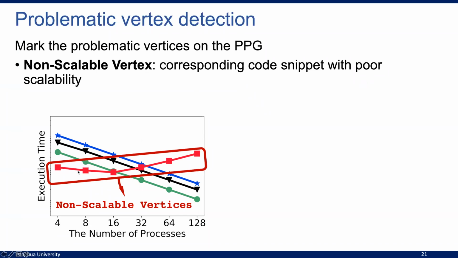For example, in this graph, the horizontal axis is the number of processes, and the vertical axis is the execution time. Lines in different colors stand for different code snippets. We find that the scalability of the red line is much poorer than others. We mark it as a non-scalable vertex.